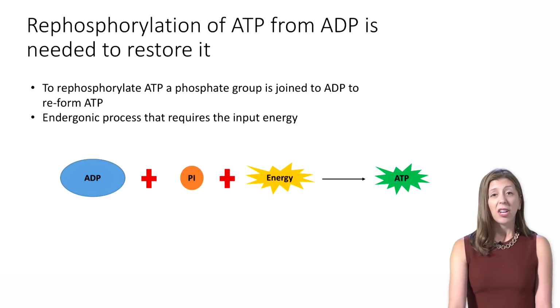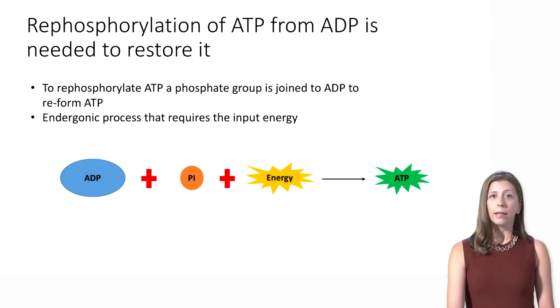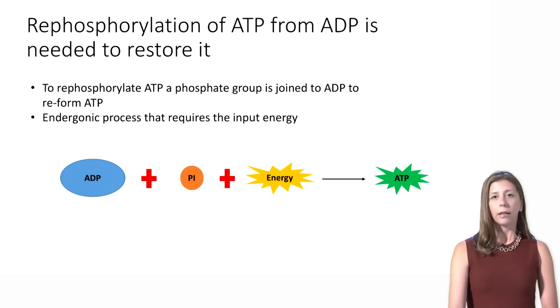And then this reaction actually requires energy in order to make ATP again. So this reaction is endergonic because you require the input of energy. The opposite of this would be an exergonic reaction, and that's when you're breaking down ATP. So energy is actually released instead of put in. So hopefully that makes sense.